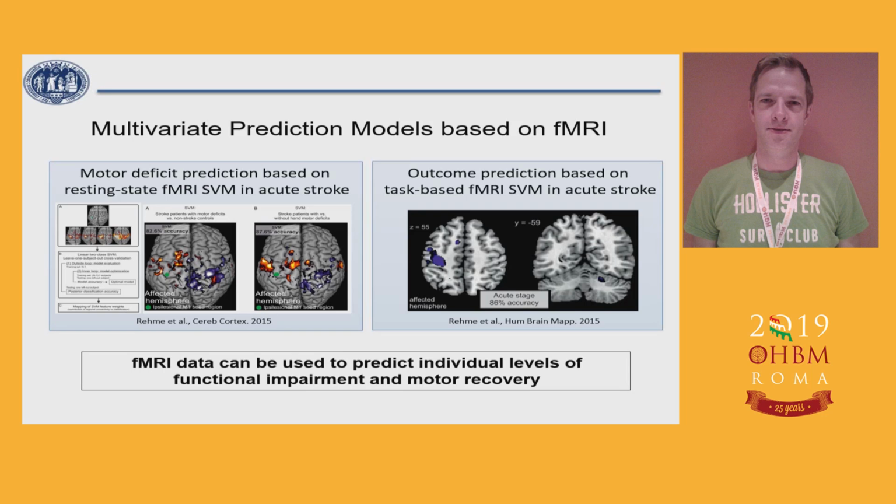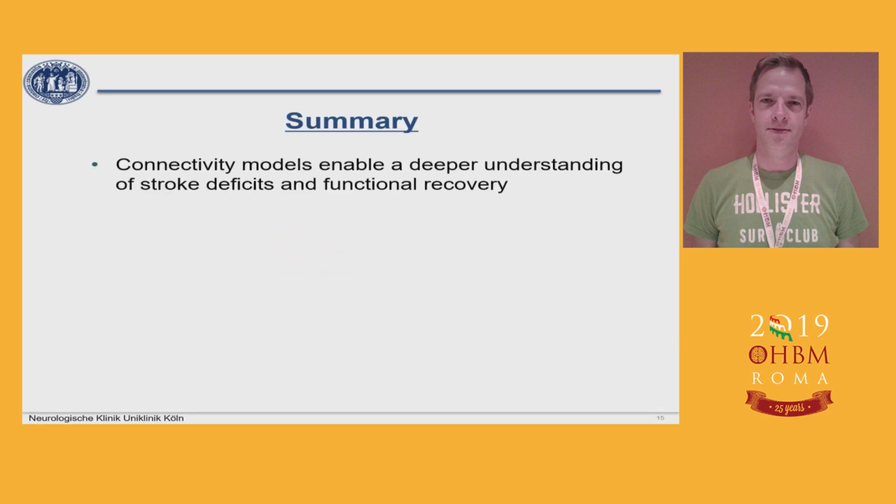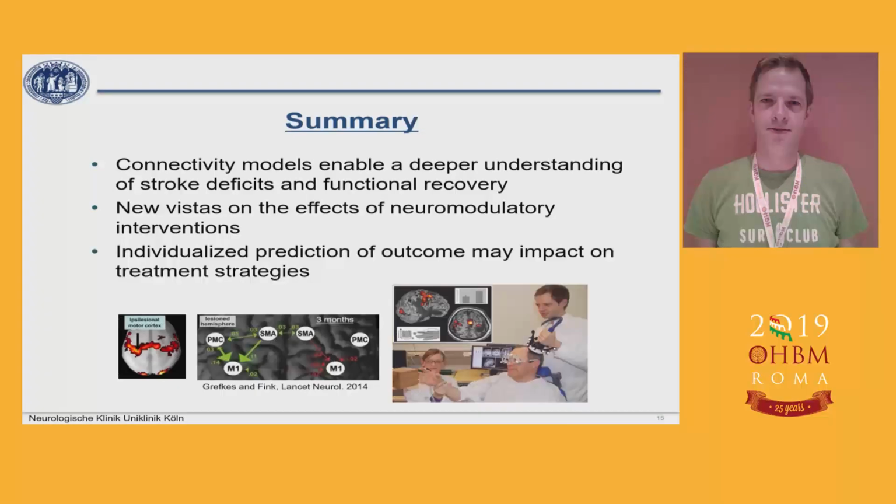So I would like to summarize that I hope that I could convince you that the models which have been developed by neuroscientists can indeed be implemented into clinical work and allow a better understanding of stroke deficits and functional recovery. They also help to explain how interventions work at the neural level, and they may also be used in the future to individualize prediction of outcome and thereby also influence treatment strategies.